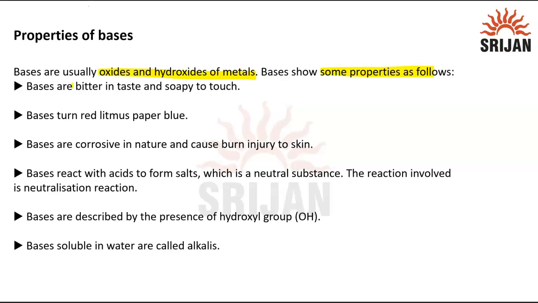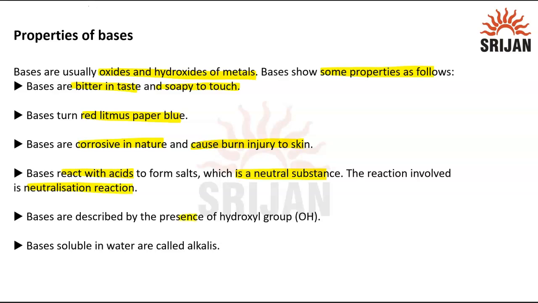The first one we just saw, that they are bitter in taste and they are soapy to touch. We know about the litmus paper. So bases turn red litmus paper into blue, whereas acids turn blue litmus paper into red. So they are just opposite to each other. Then we just saw that they are corrosive in nature and cause burn injury to skin. Then a very important property: whenever bases react with an acid, say we have a base which is NaOH and an acid which is HCl, they both react with each other and form a neutral substance. The reaction involved is called a neutralization reaction.